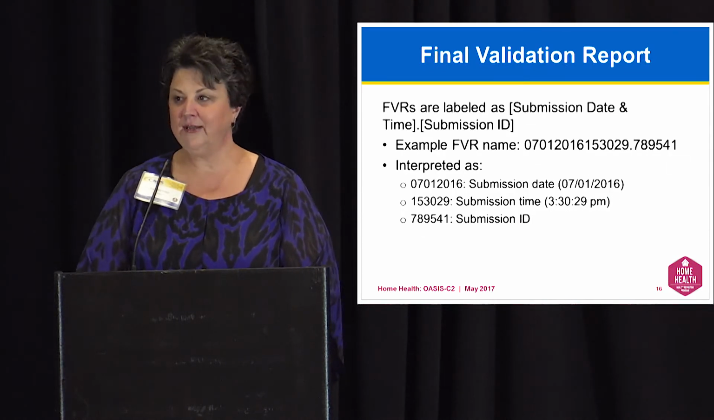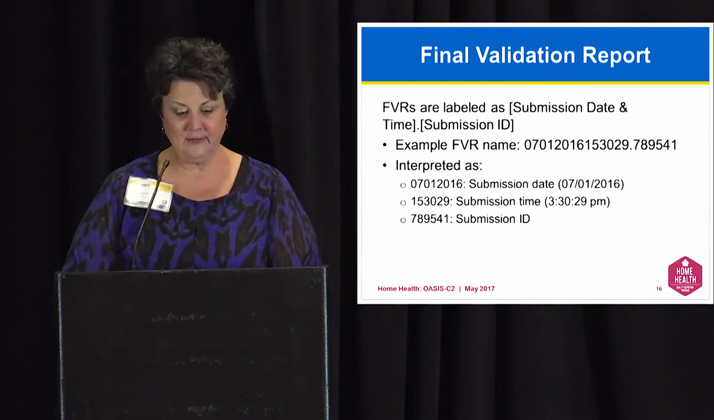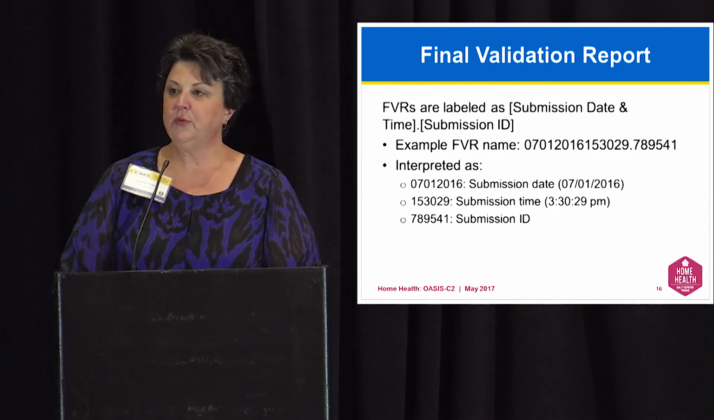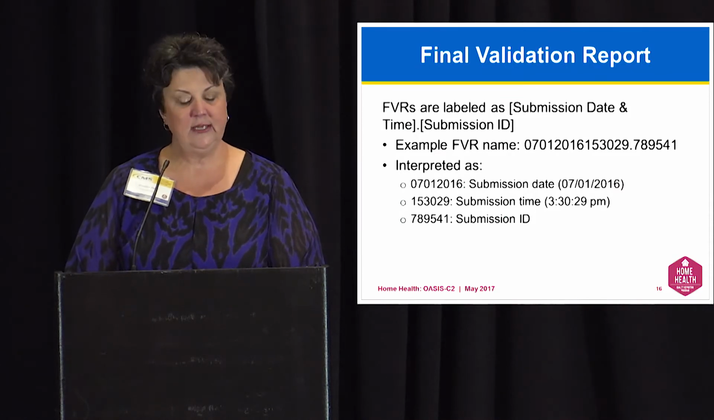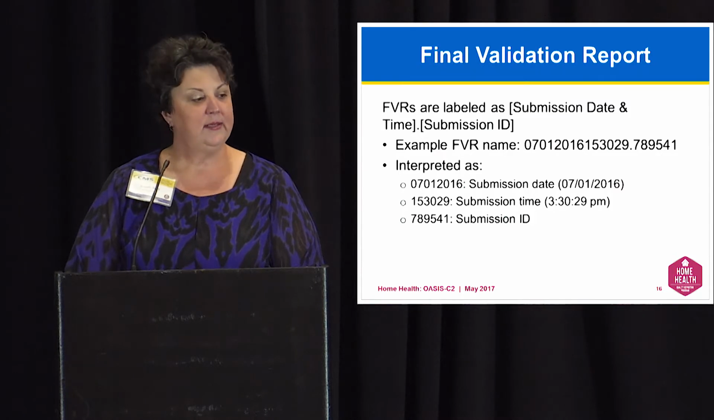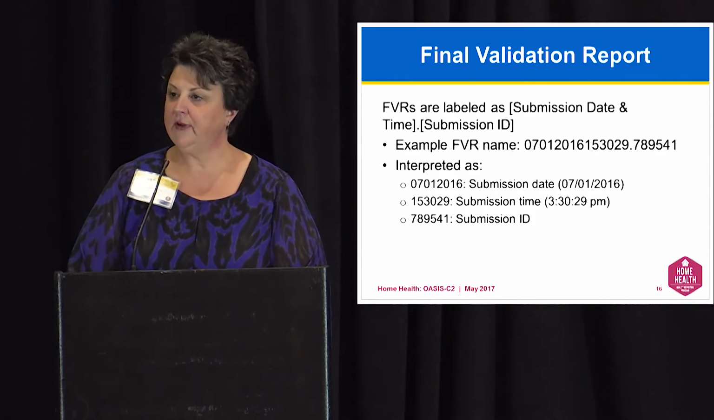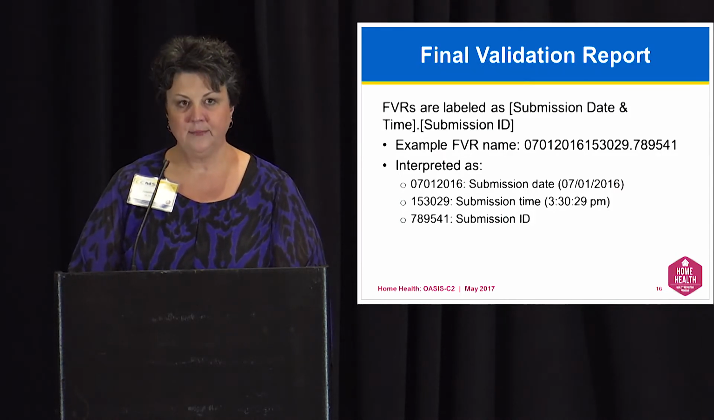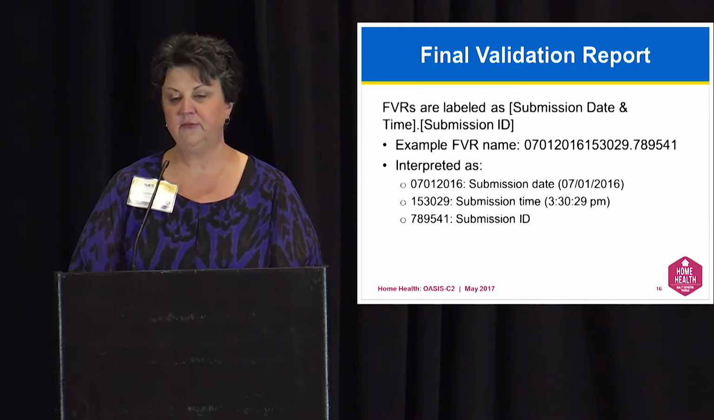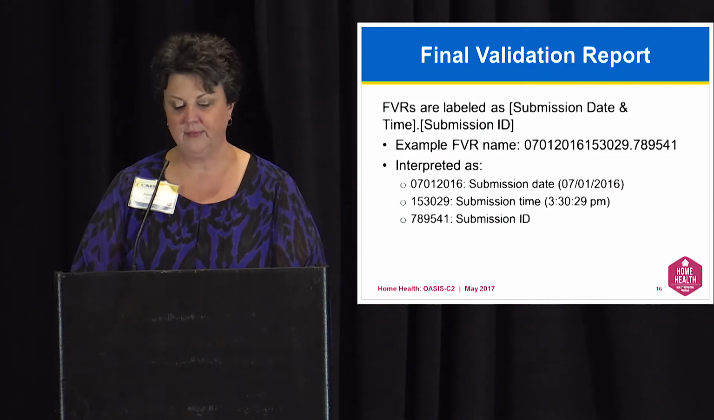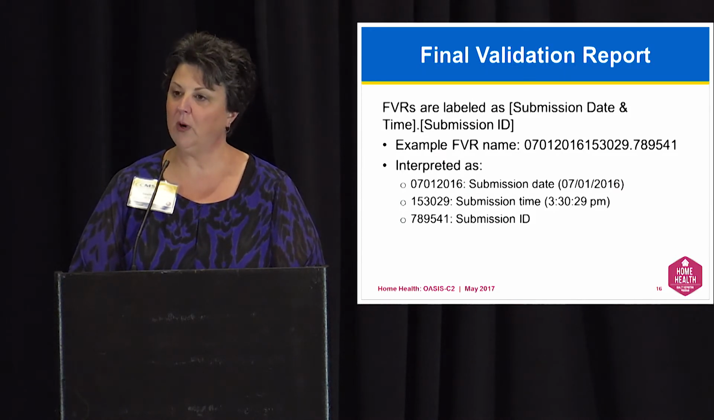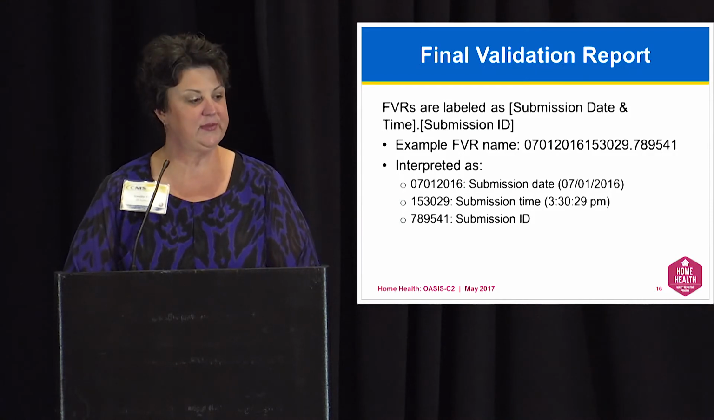So how will you find it? How they're labeled are noted here on this slide. The final validation reports are labeled with the submission date and time, then a dot and the submission ID. The example that's on the slide for a final validation report name is 07/01/2016, 15/30/29, then the dot 789541. So what do all those numbers mean?